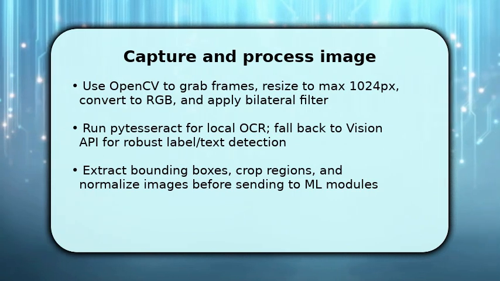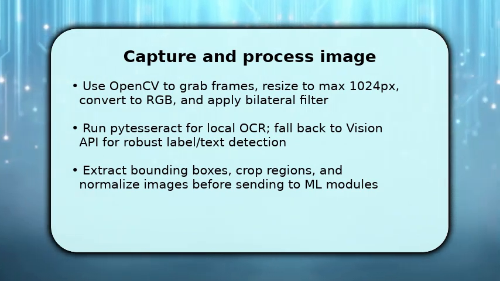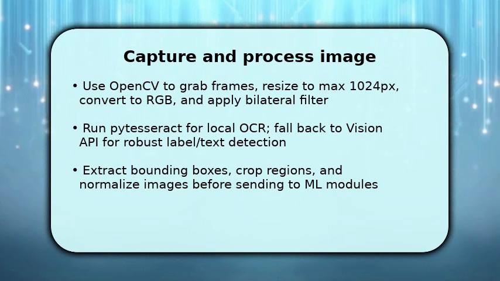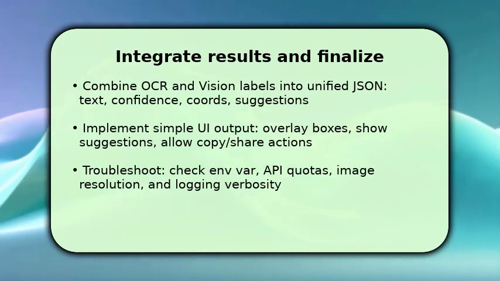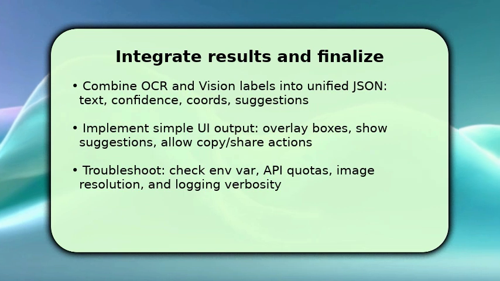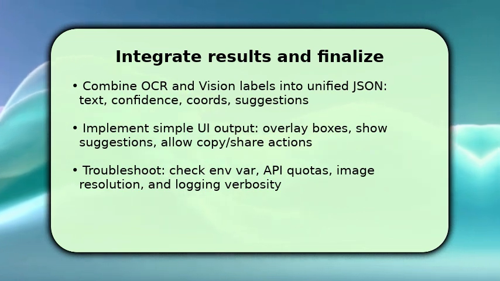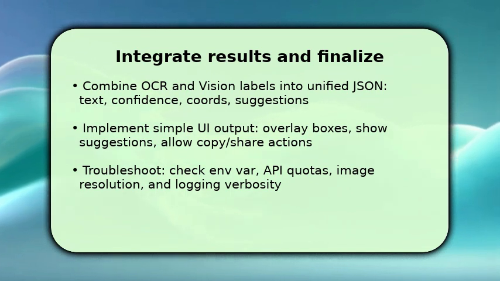Once you have bounding boxes, crop and normalize images so downstream models and heuristics get consistent inputs. You now merge OCR text and vision labels into a single JSON payload containing text, confidence scores, coordinates, and suggested actions. Then render results on screen. Overlay bounding boxes, show quick actions like copy or search, and enable sharing.